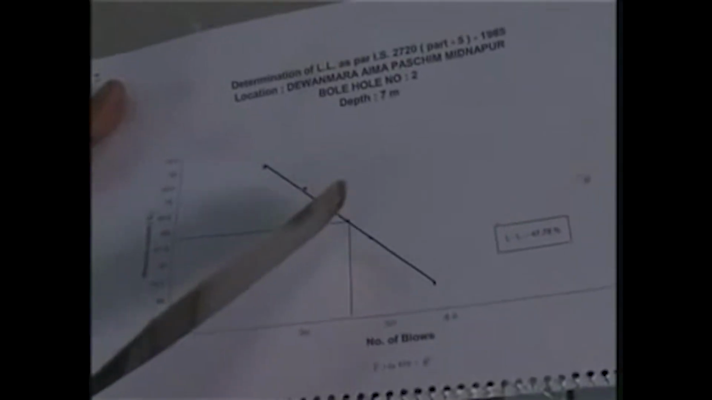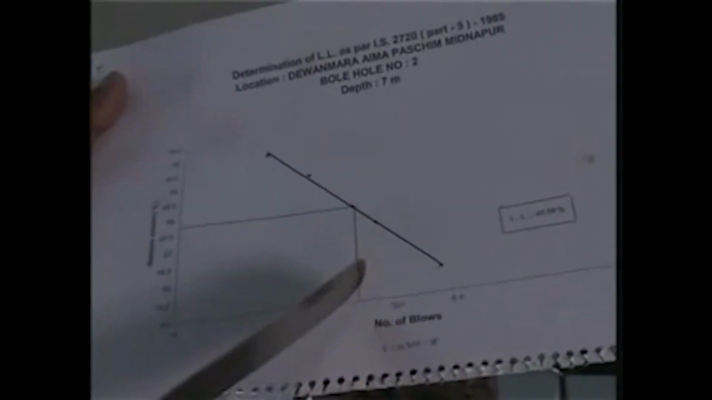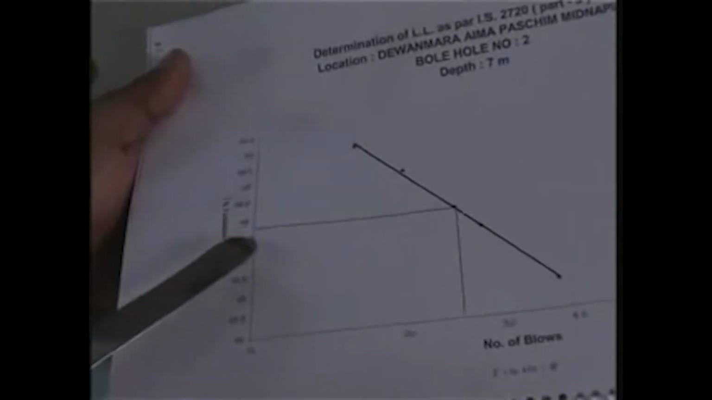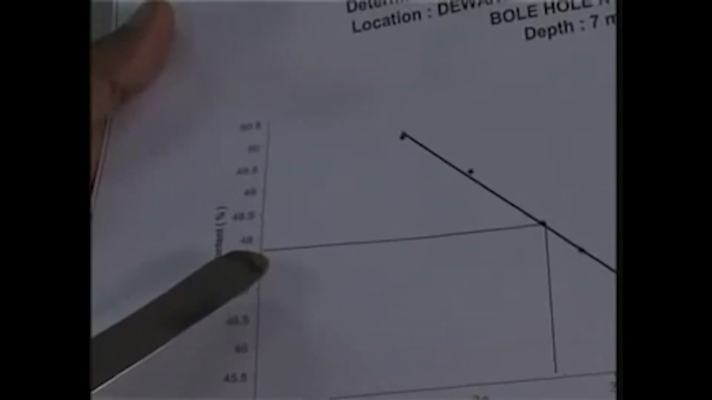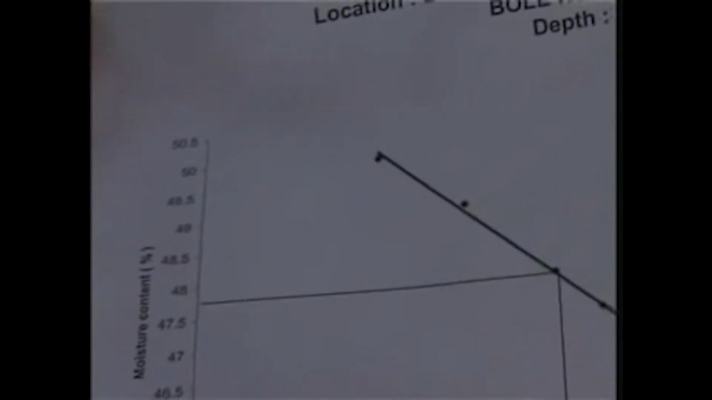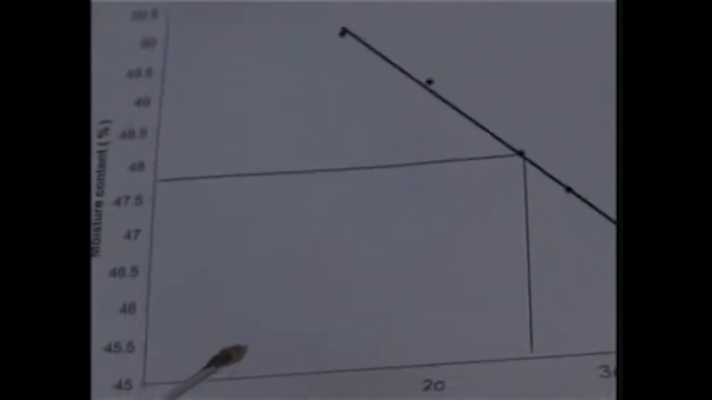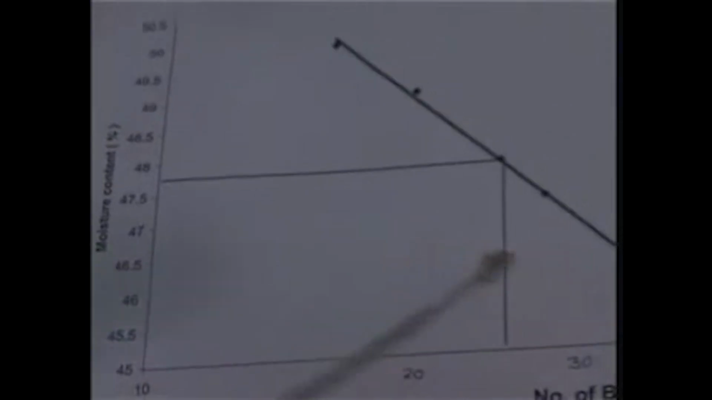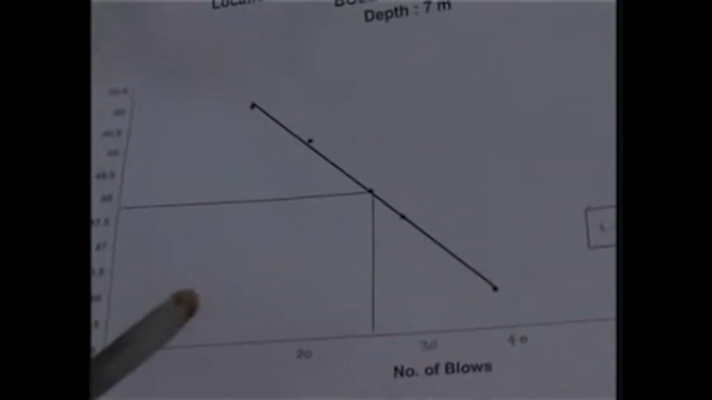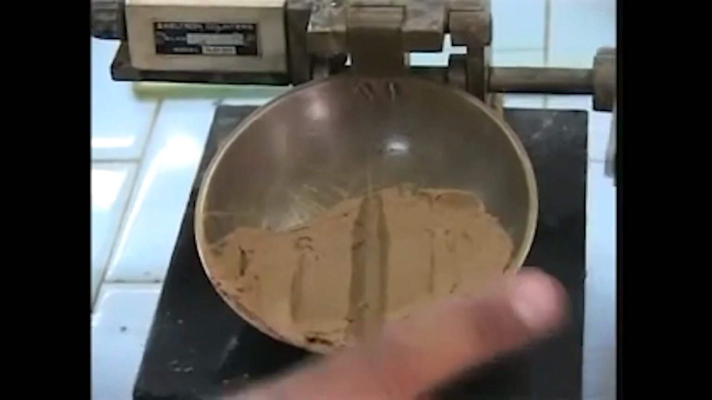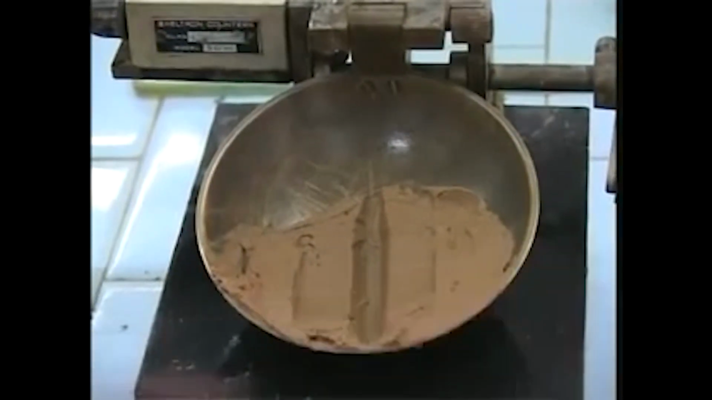The data points are shown with solid diamonds here, and for this particular sample you see that 25 blows was obtained at a moisture content of about 47.8%, which is from this particular chart, the flow curve. And so the liquid limit of this particular sample becomes equal to 47.8. Okay, so that's how we get the liquid limit from the Casagrande apparatus.